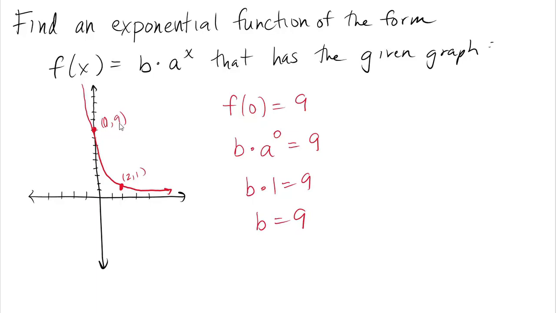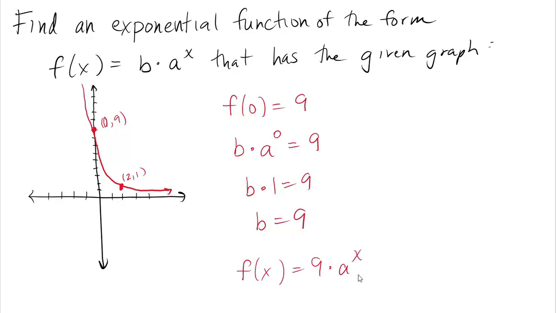And again, you might have been able to guess that. Normally this starts at 0, 1. It's been stretched up 9 times as far away from the x-axis, and so the factor out front must have been a positive 9. So using this, we can now update our model. We know that f of x equals 9 times a to the x.